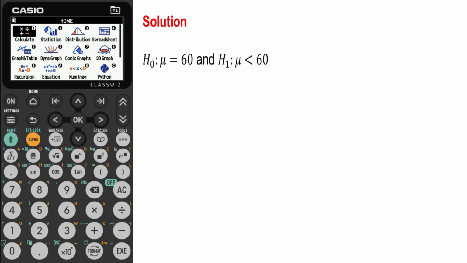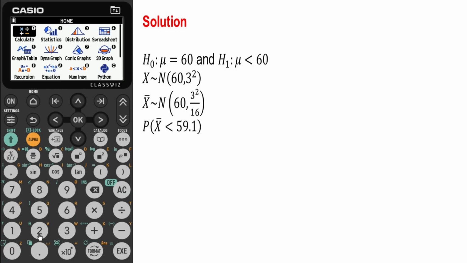We have the null hypothesis H0 where mu equals 60, and we have the alternate hypothesis H1 where mu is less than 60. We have x which follows a normal distribution with parameters 60 and 3 squared. Therefore, x bar would follow a normal distribution with parameters 60 and 3 squared over 16. We wish to calculate the probability that x bar is less than 59.1.